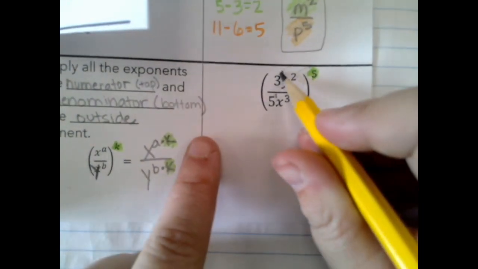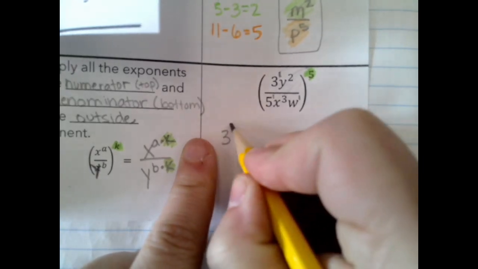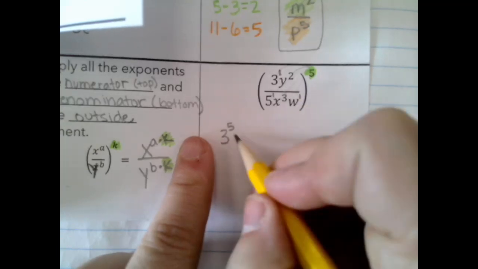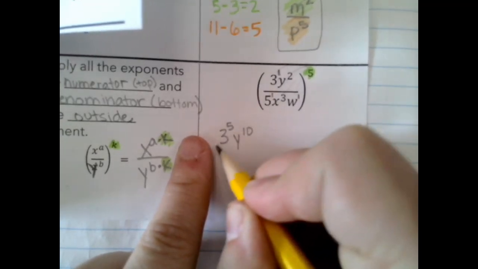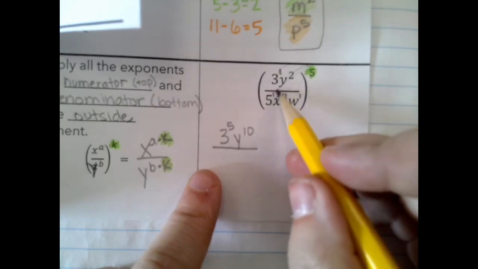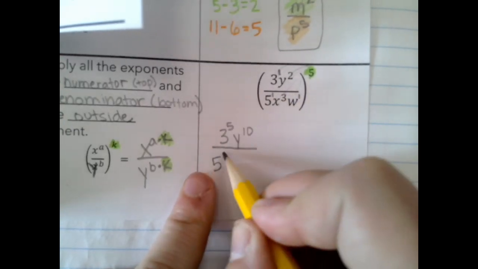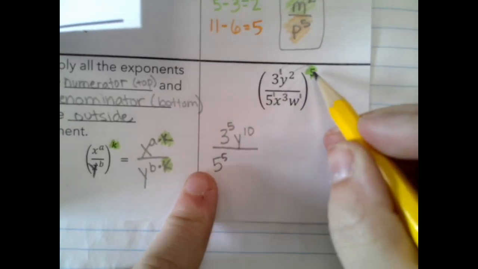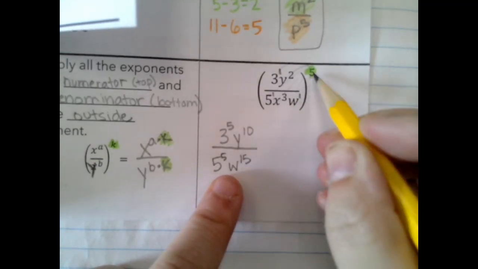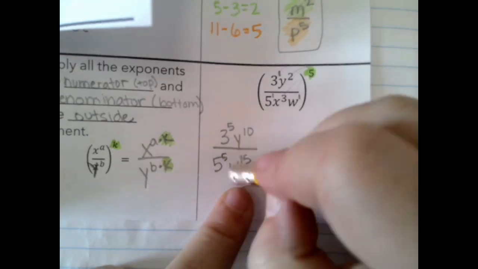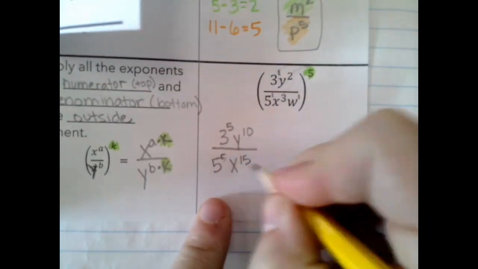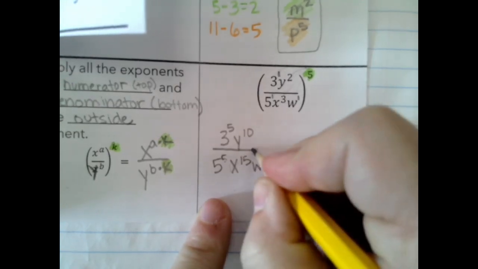All right, so it's 5 times 1, 5. 5 times 2, y to the 10th. 5 times 1, it's 5. What's 5 times 3? 15. And 5 times 1? 5. I screwed that up. I put a w there. That was supposed to be x to the 15th power. And then w to the 5th power.